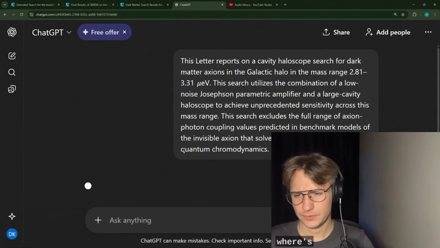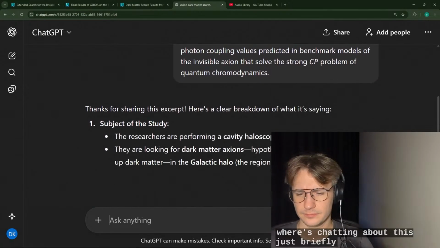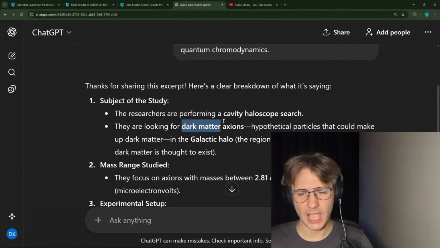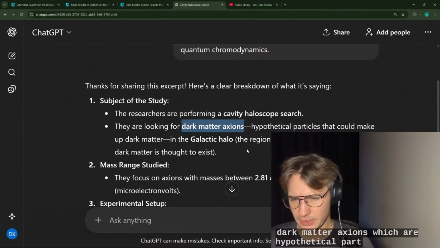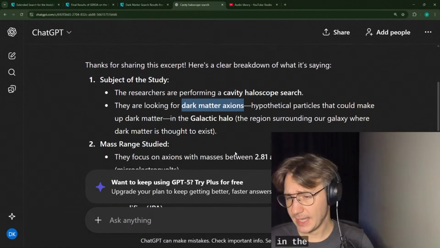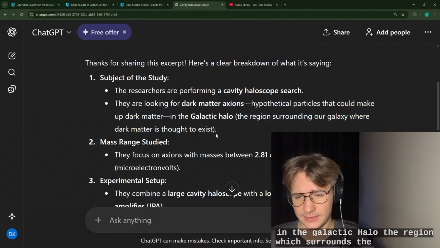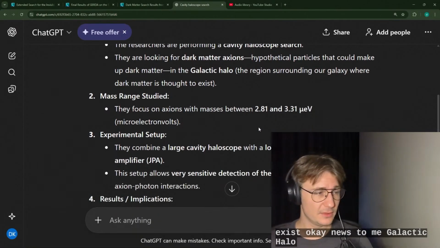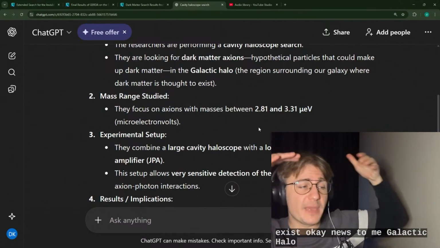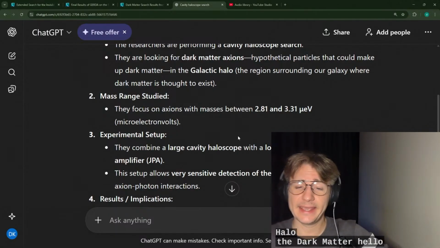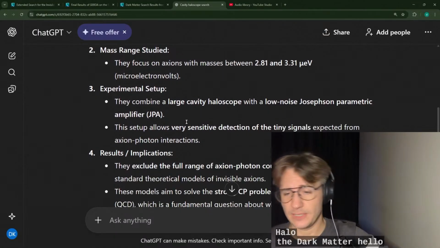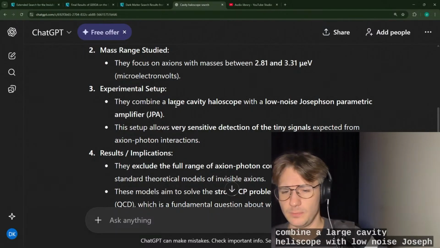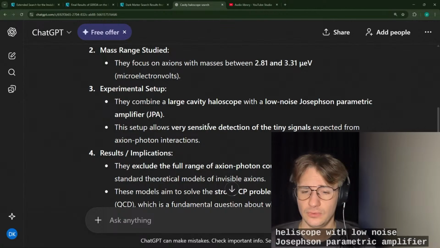What does chat think about this? Just briefly. Dark matter axions, which are hypothetical particles that could make up the dark matter, in the galactic halo, the region which surrounds the galaxy where dark matter is thought to exist. Okay, news to me. Galactic halo. Ah, the dark matter halo. The experimental setup is to combine a large cavity haloscope with a low-noise Josephson parametric amplifier. Oh boy.